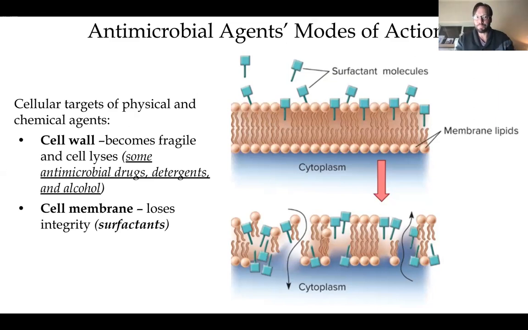And remember that the membrane is like the protective coat, right? So if you start breaking down that membrane, it's no longer selectively permeable, it's completely permeable, and the cell basically disintegrates. That's a common mechanism of action for a lot of chemical agents that we'll talk about.